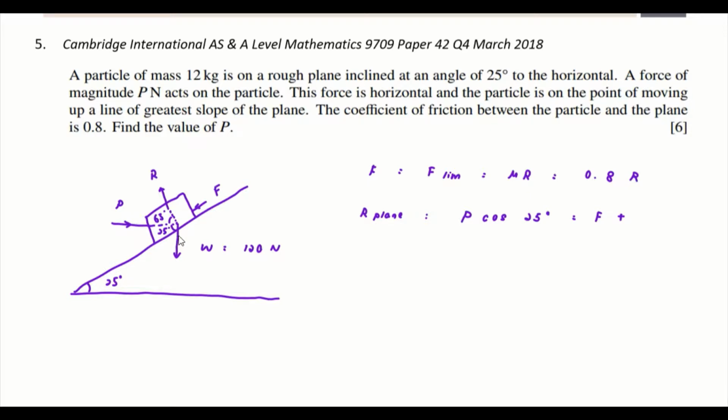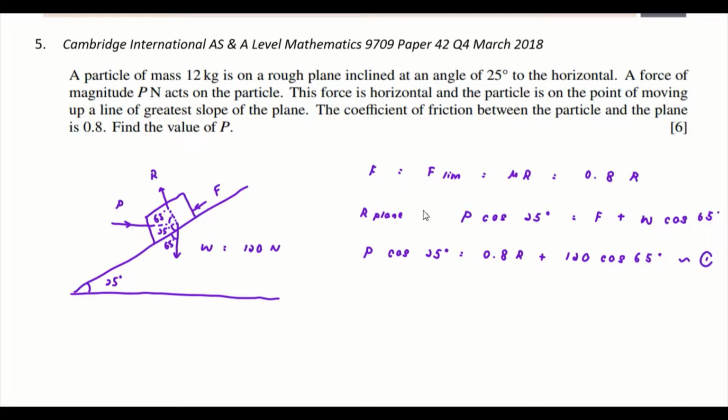So this is 90, so that's why this is 25. So this is 65. When you resolve in that direction, it will be W cos 65. So we can straight away change our R here. So we get P cos 25 is equal to 0.8 R, plus our W, which is 120, times cos 65. We have P and R, so we can't solve it yet, so we can just leave our answer here first. So this is our number one.